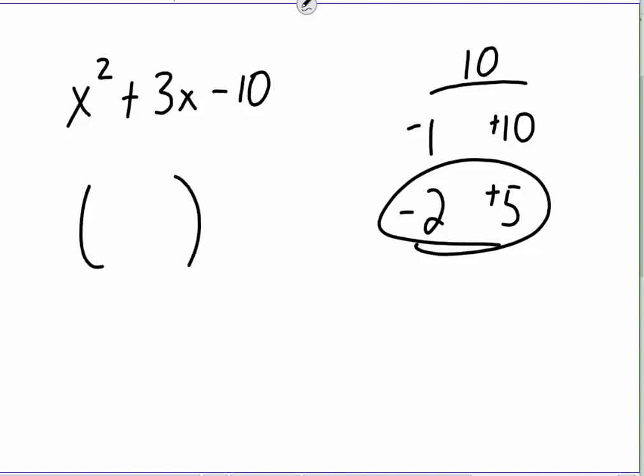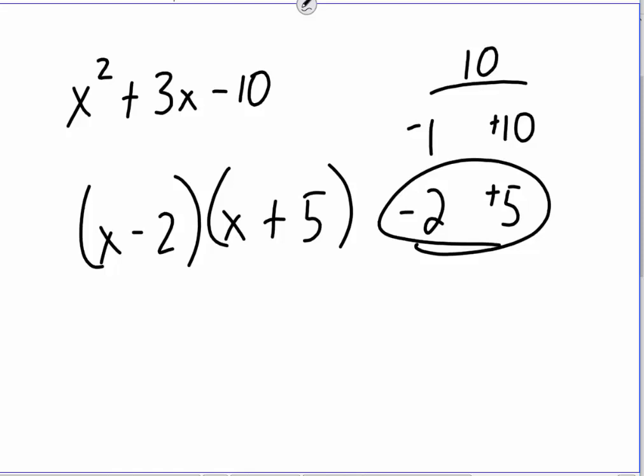So I put an X at the beginning of both of them, and then I write down the two numbers, negative 2 and a positive 5. Now, does it really matter which one I write down first? No, not at all. So I could have written down X plus 5 and X minus 2, and it would have been just fine.